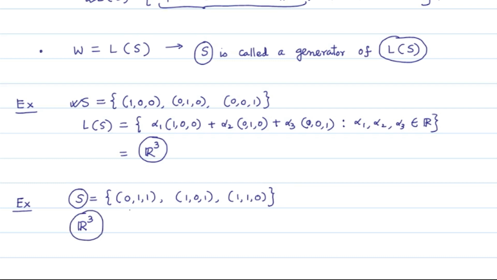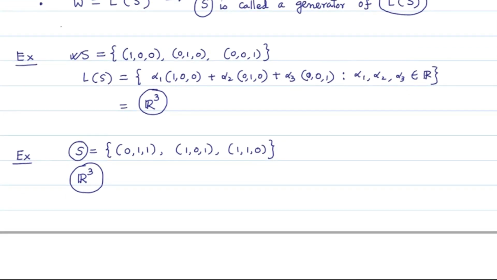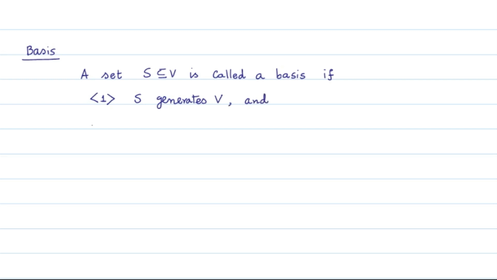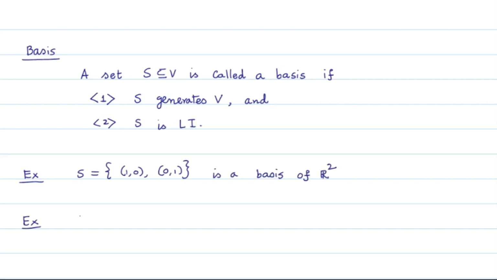With the help of the notions of generator and linear independence, we shall now discuss the idea of basis of a vector space. A set of vectors, say capital S, from a vector space capital V is called a basis if the set S generates the vector space V and the set capital S is linearly independent. For example, the set of vectors (1,0) and (0,1) constitute a basis for R2 space. The set of vectors is a basis of the R3 space.